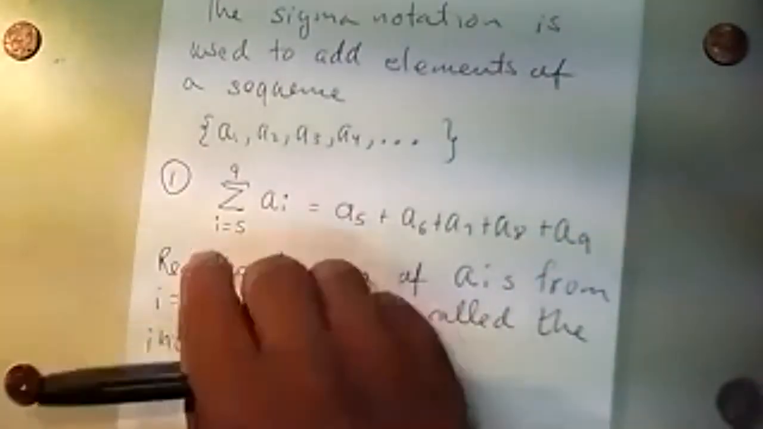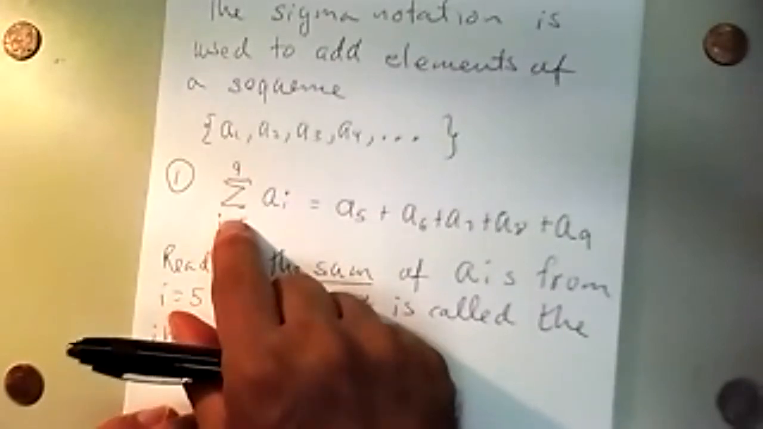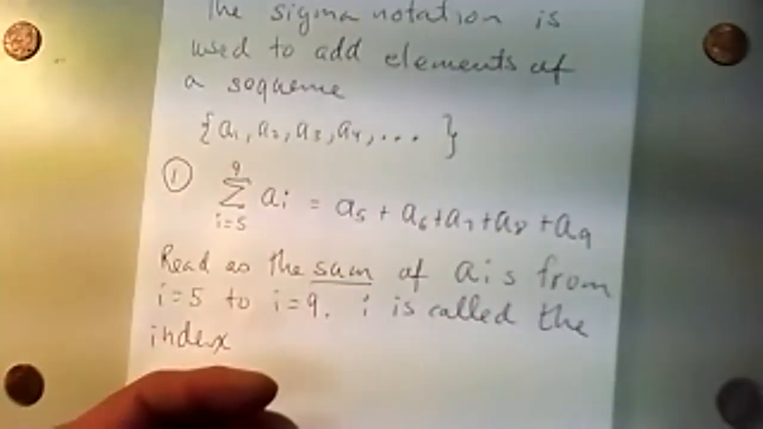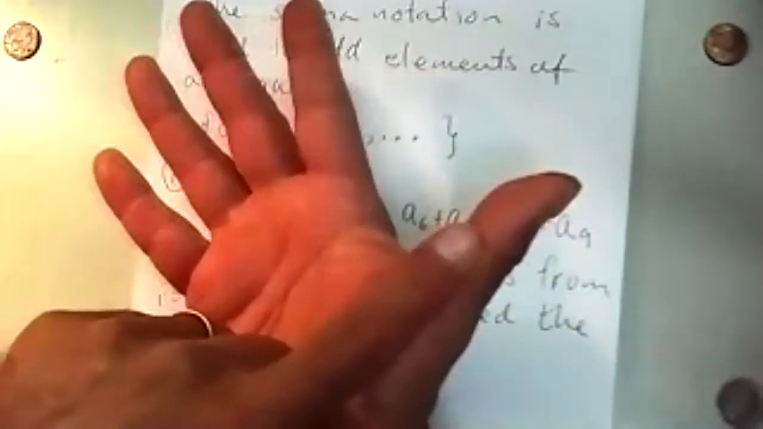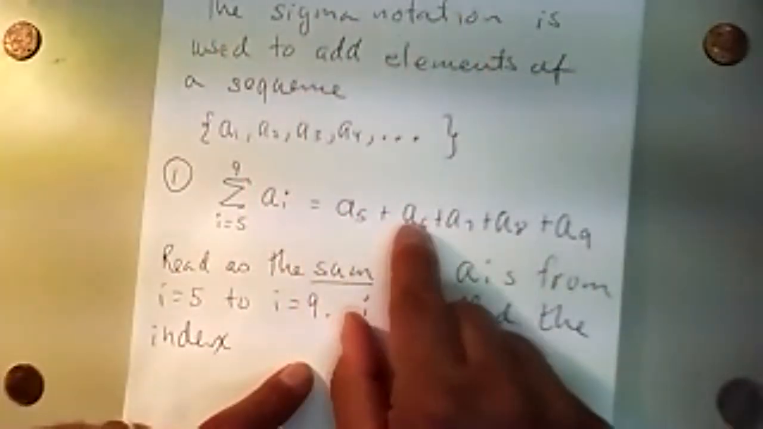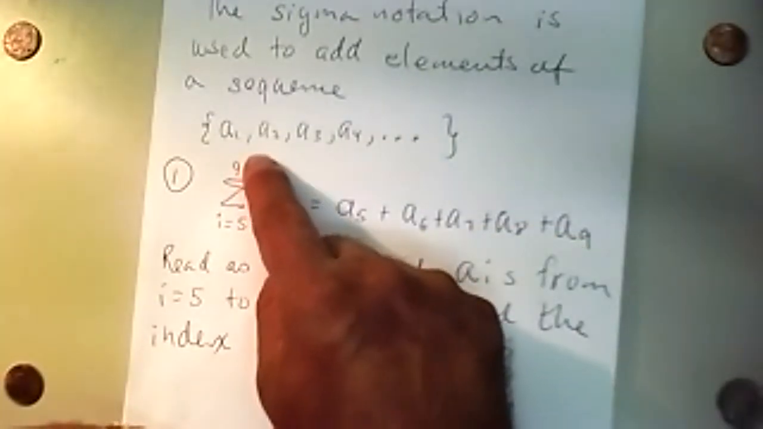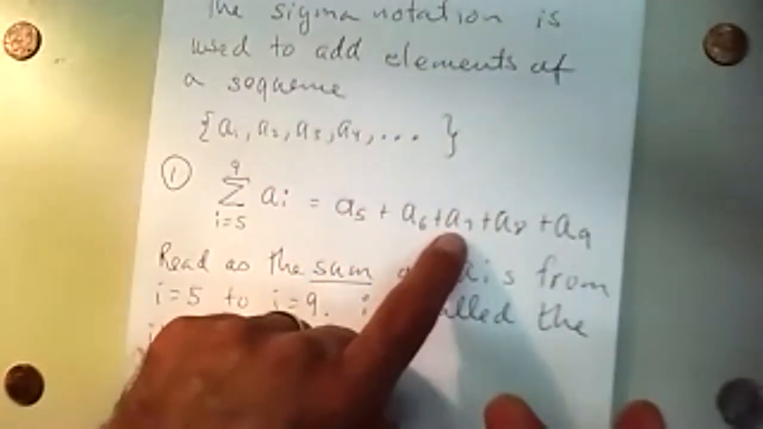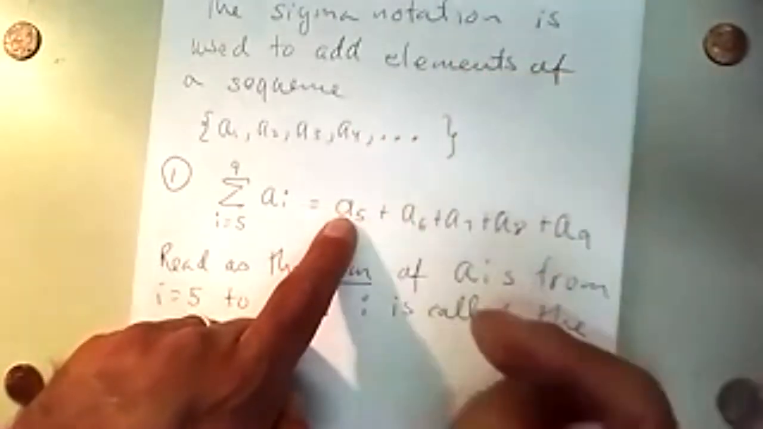Be careful, because it looks like we are adding only 4 elements. We're not. We're adding 5 elements, because the 5th one counts. So we start with 5, 6, 7, 8, 9. That's 5 elements. If you subtract though, 9 minus 5, you end up with 4. But then we're counting the A5 that we're starting with. So watch out.